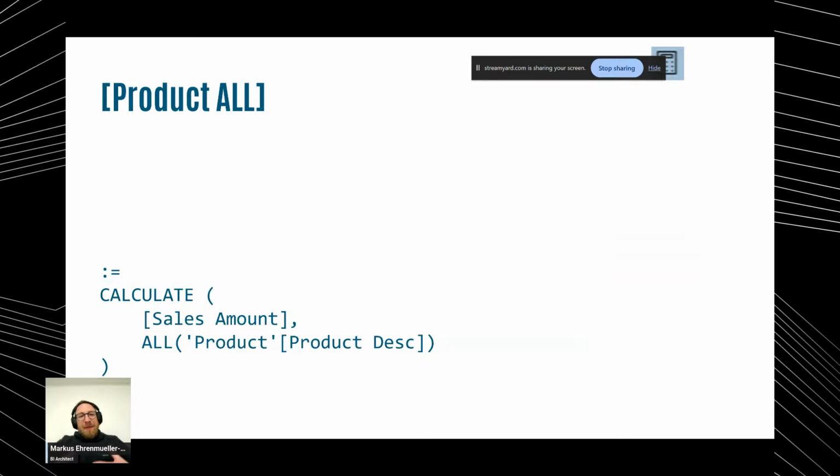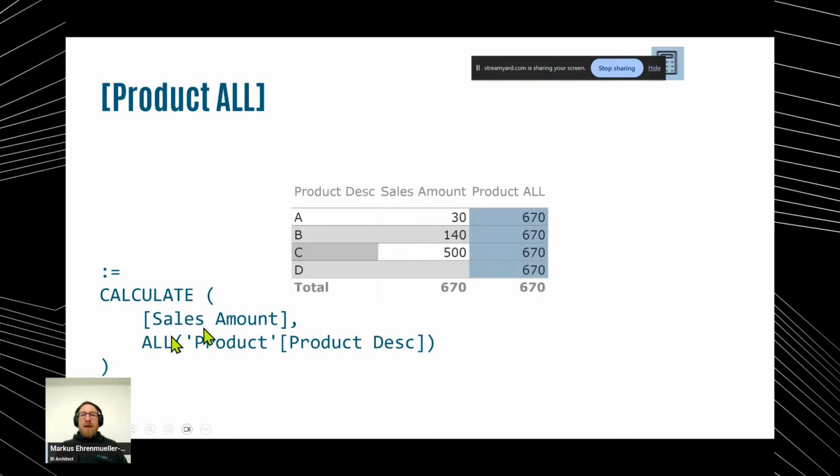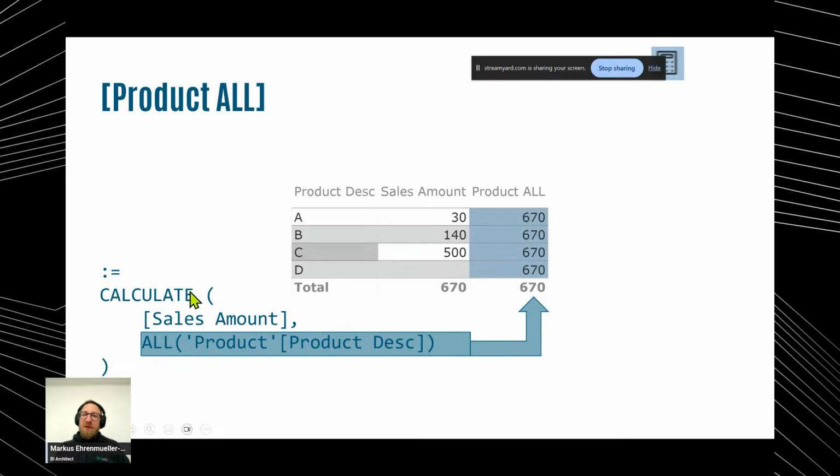We can not only limit, but we can also expand the filters, as we have seen with ALL. If I put in sales amount and ALL, I get a column with always the same result, which is the sum, the total of the sales amount, right? Why would I write something like this? It's not very helpful, but you would need this as an intermediate measure to calculate, for example, what's the percentage of sales amount for A, B, C, and D, and so on, right? And I would divide 30 by 670. I cannot really reach down to the other cells, it's not Excel, but I can divide one measure by the other measure.